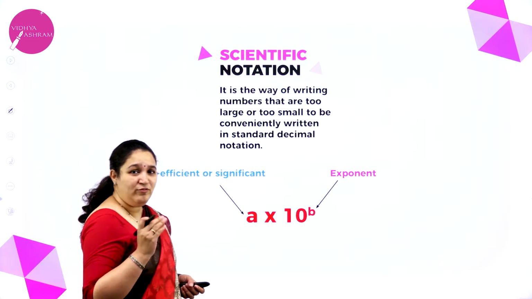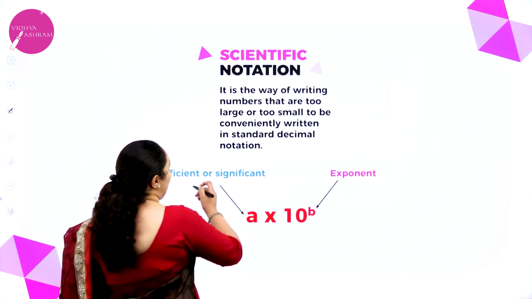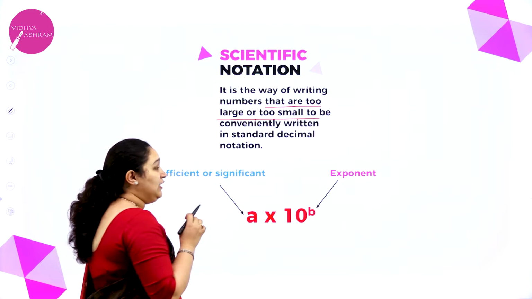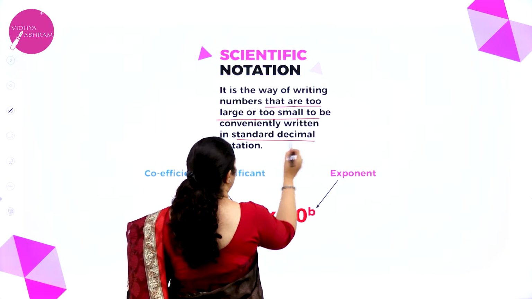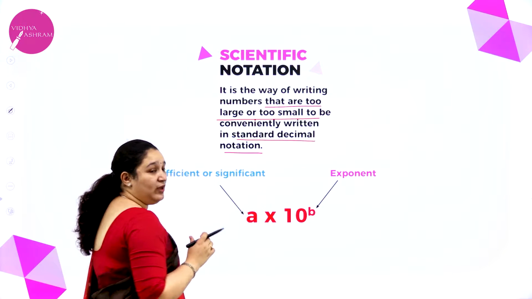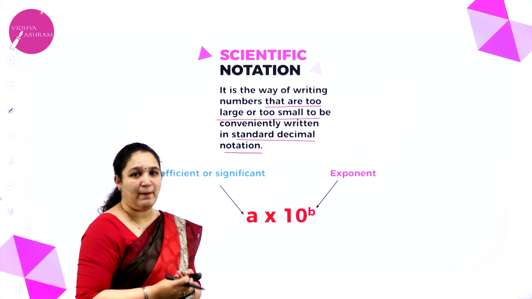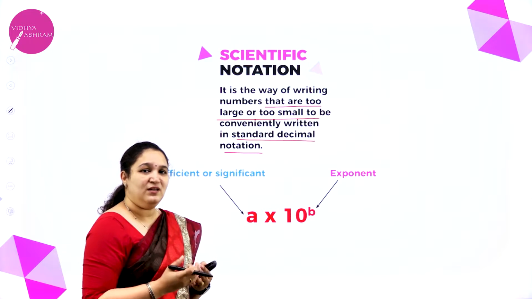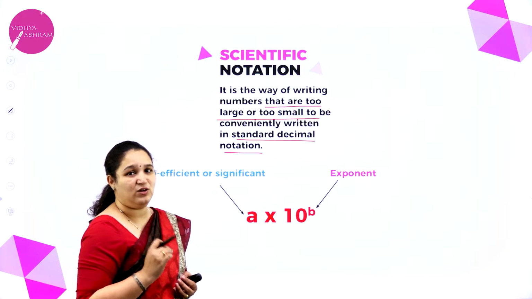What is the meaning of scientific notation? It is the way of writing numbers that are too large or too small conveniently in a standard decimal notation. So, if the number is very large or very small, then we write it conveniently in a particular format, and that is called scientific notation.